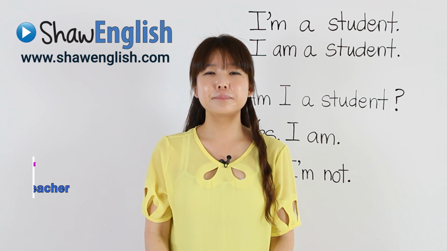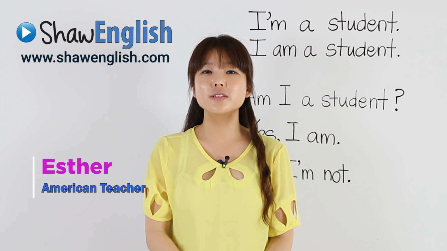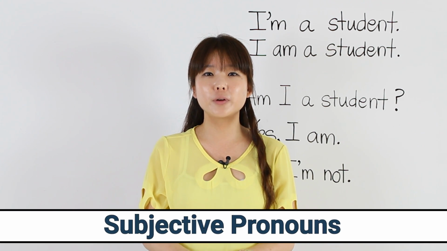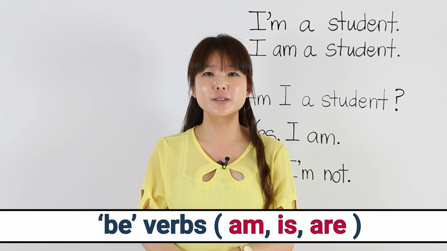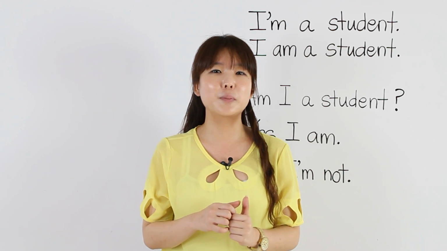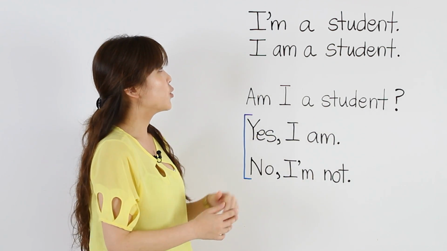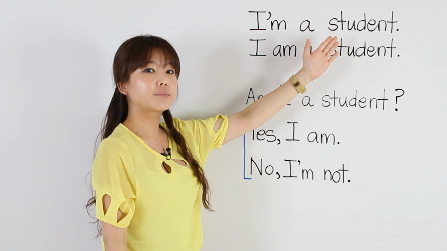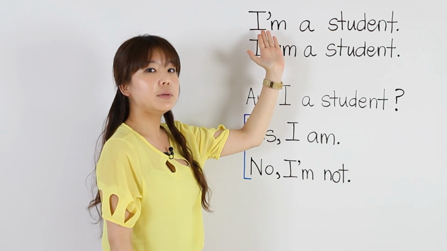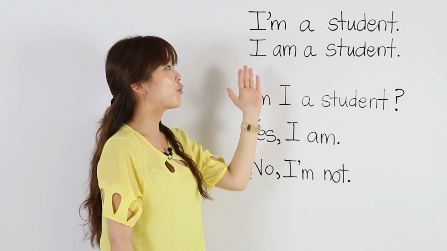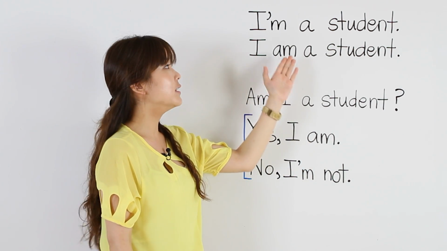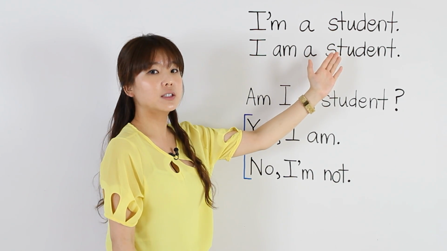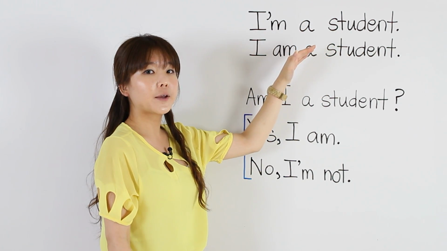Hi everybody! In this video, I'm going to talk about how to make questions using subjective pronouns and be verbs. Okay, so let's take a look at the board. So this example sentence says, I'm a student. Okay, remember I'm is just a contraction for I am. Okay, so I'm a student. I am a student. They mean the same thing.